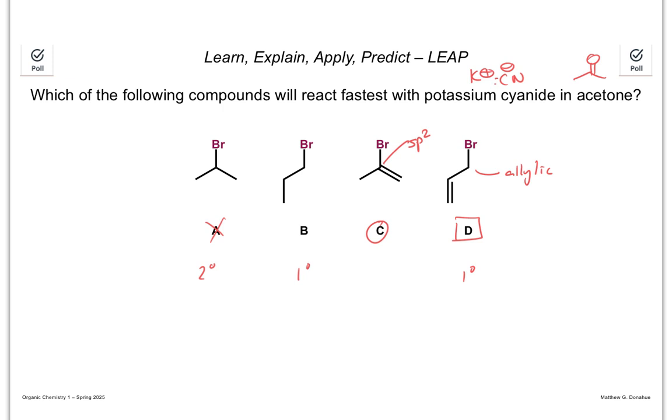And you can think of this as like a race. If you put all 4 of those compounds in a flask, dissolved them in acetone, and then added potassium cyanide, D would be the one that starts forming the product first.